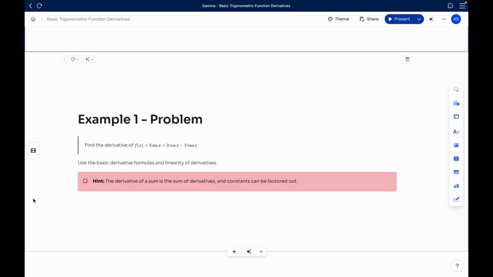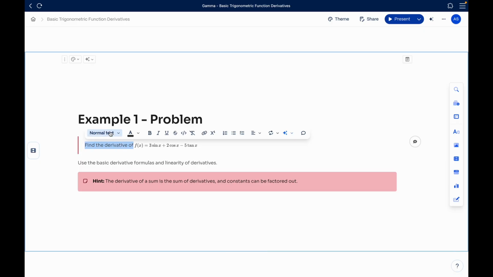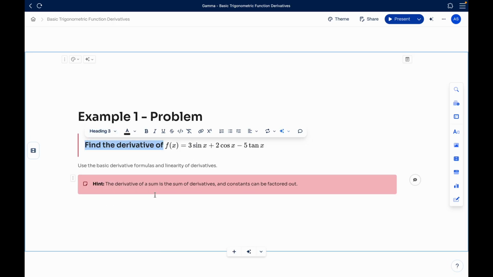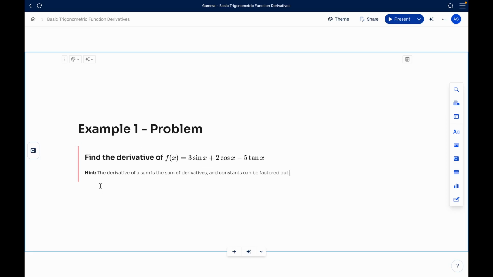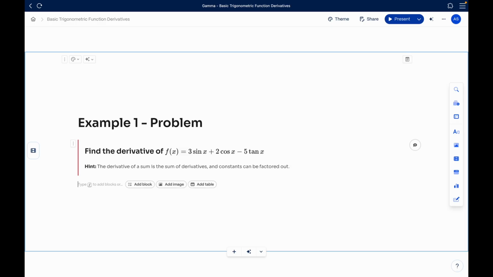The first example is to find the derivative of f of x is equal to 3 sine of x plus 2 cosine of x minus 5 tangent of x. Now, the point is to use the basic derivative formulas, and a hint is that the derivative of a sum is the sum of derivatives, and constants can be factored out. These were discussed in one of my previous videos and also proved using limit formulas and the limit definition of the derivative.